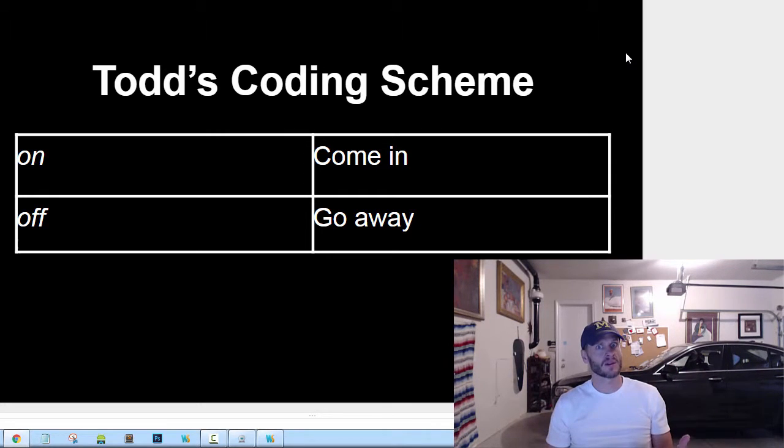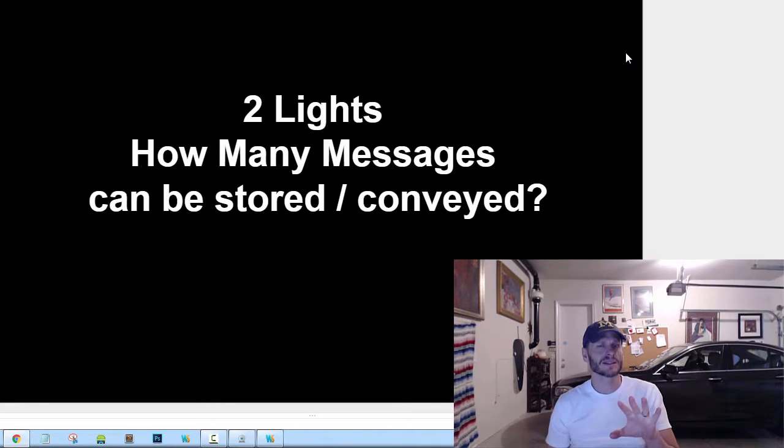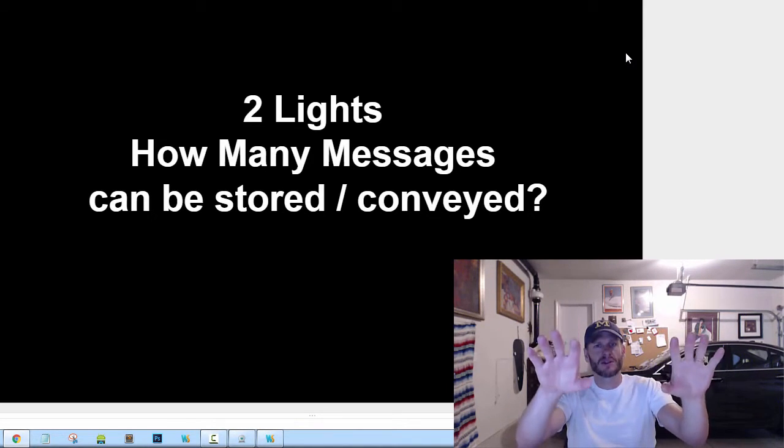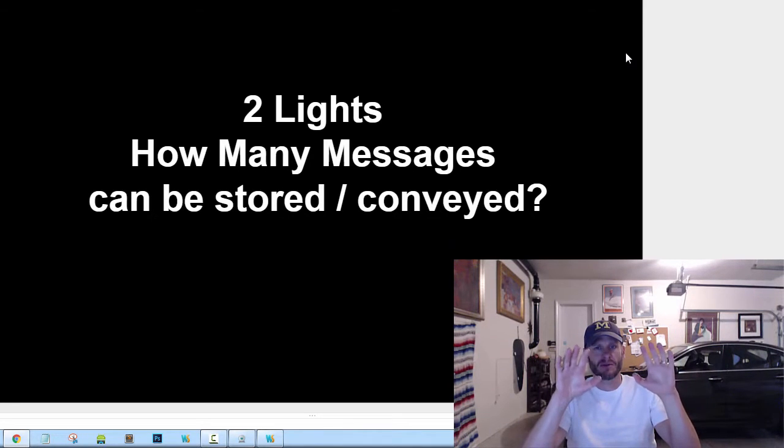Right? So one coding scheme is like the porch light on Halloween. If we have 2 lights, and pause the video here, but if we have 2 lights, how many messages can be stored and conveyed? Just imagine you're sending some message to your friend across the street. You have 2 light bulbs. How many messages can you send to your friend based upon the configurations of on or off of those 2 light bulbs? Pause the video, think about that for a second, and see if you can answer it.